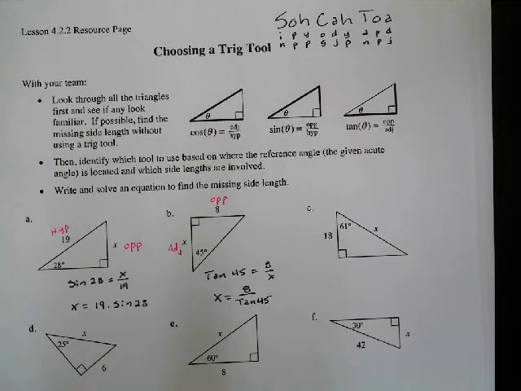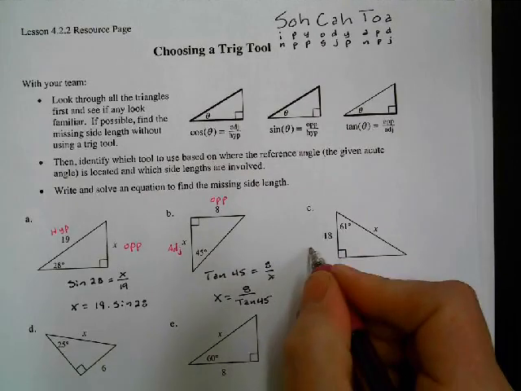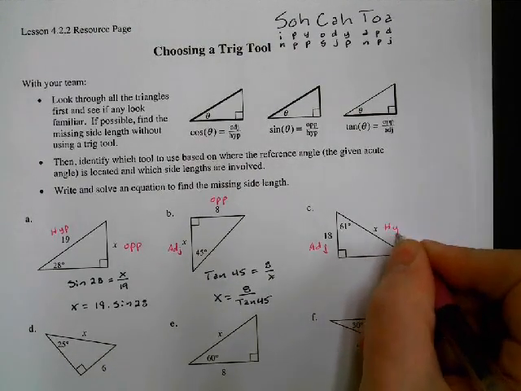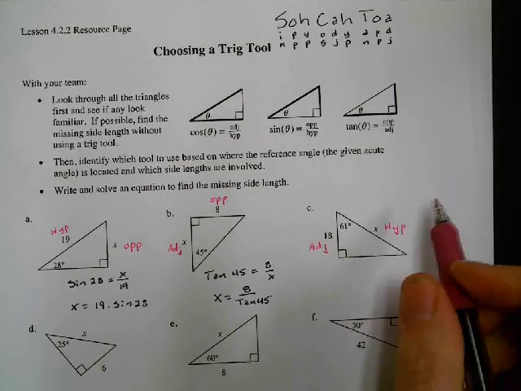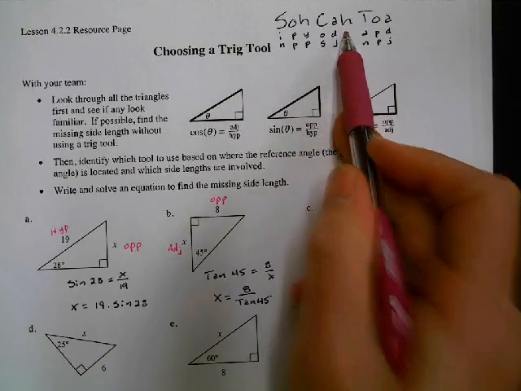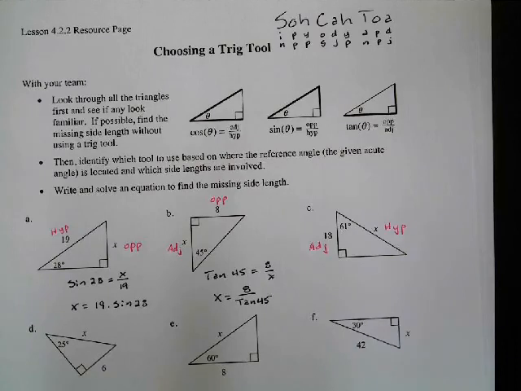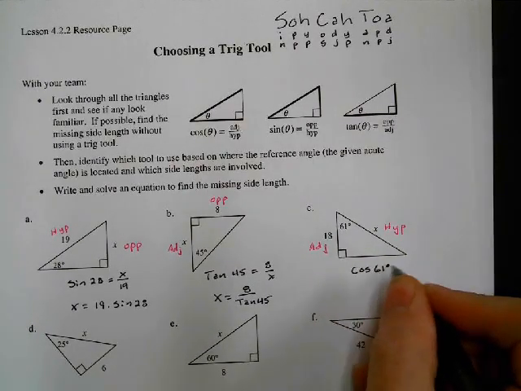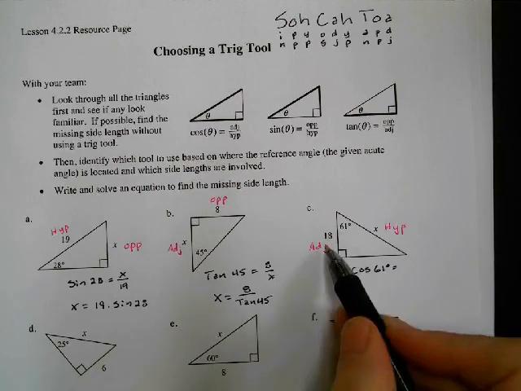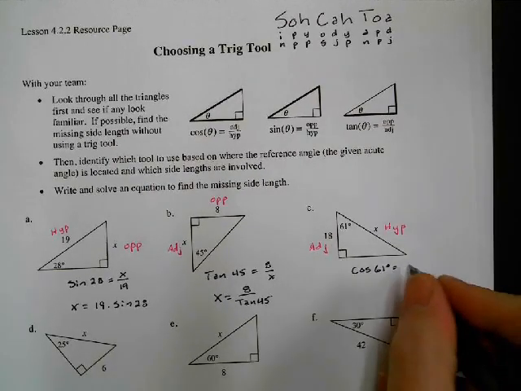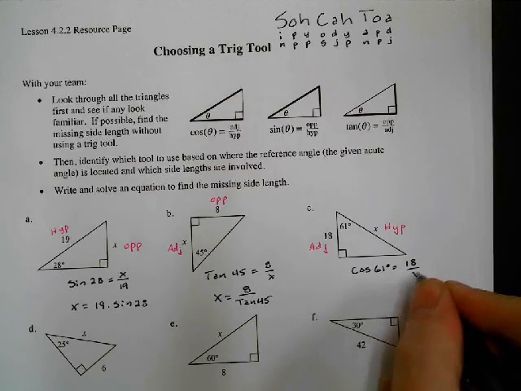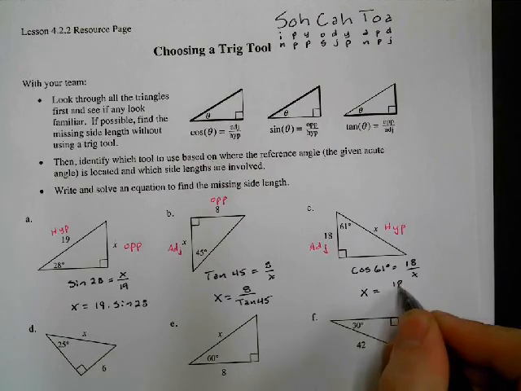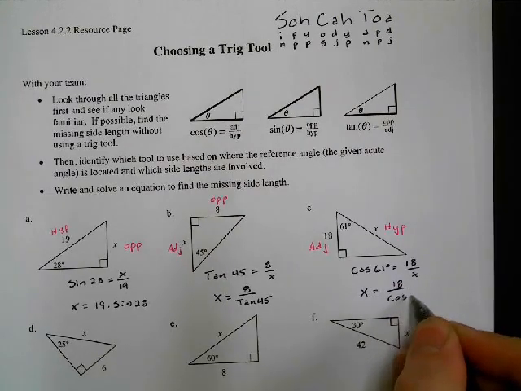Next one, angle of reference. This is the adjacent leg. This is the hypotenuse. SOH CAH TOA. So adjacent, hypotenuse, this is cosine. So cosine of 61 is going to be equal to the adjacent over the hypotenuse, so 18 over x. We exchange the extremes, and we get x equals 18 divided by cosine 61.